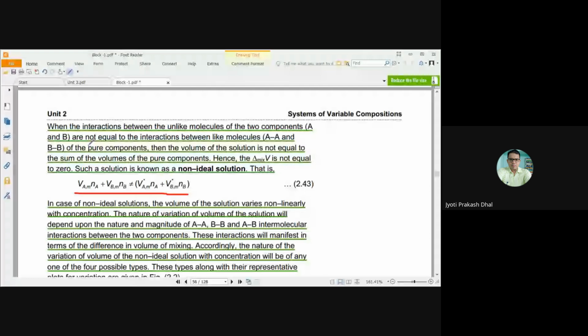But when the interaction between the unlike molecules of the two components A and B is not equal to the interaction between the molecules of pure AA and pure BB, then the volume of the solution is not equal to the sum of the volumes of the pure components. In this case, it is called a non-ideal solution. So for a non-ideal solution, del mix V is not equal to 0, that means it has some value. In that case, VAM plus VBM is not equal to VAM star.